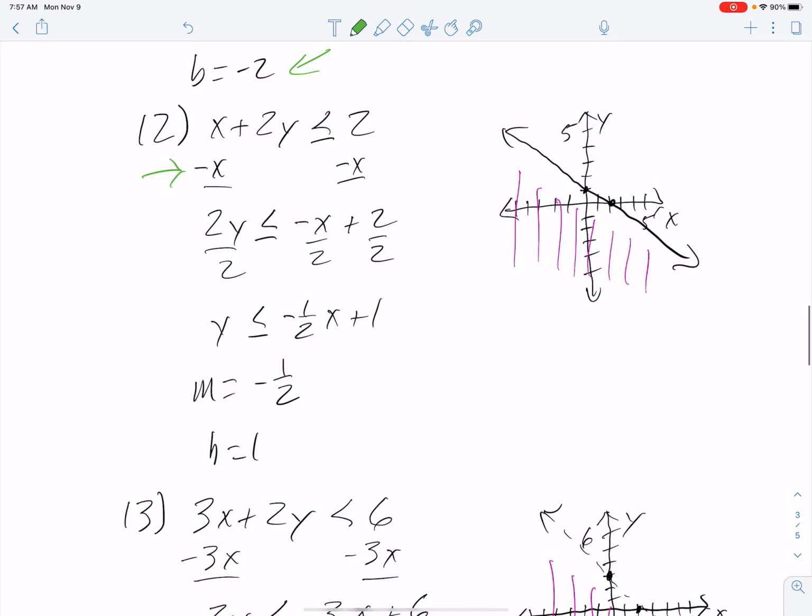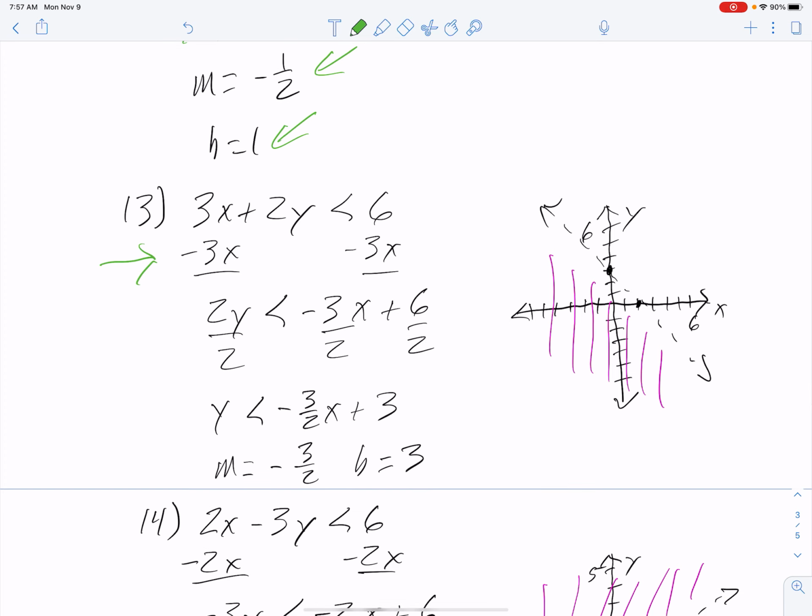Number 12, I subtract x from both sides. I divide by 2. I have y isolated. I can see my slope is -1/2. My y-intercept is 1. So I have my y-intercept at 1. I go down 1 for the -1. I go to the right 2 for the +2. And since it's less than or equal to, I have a solid line shaded below.